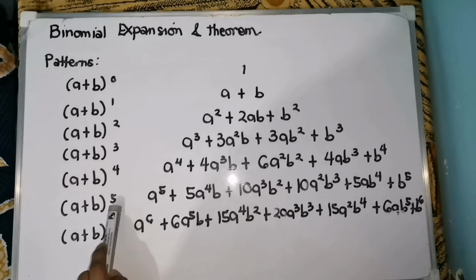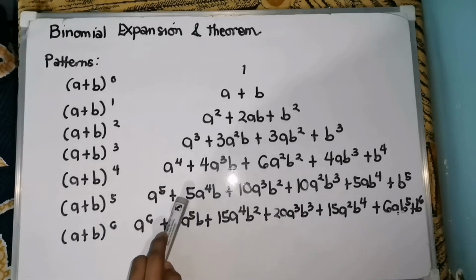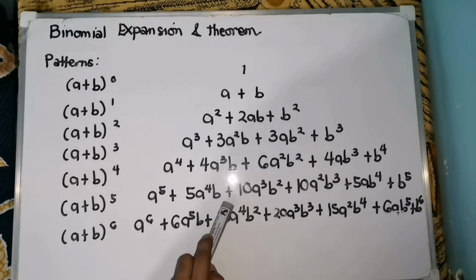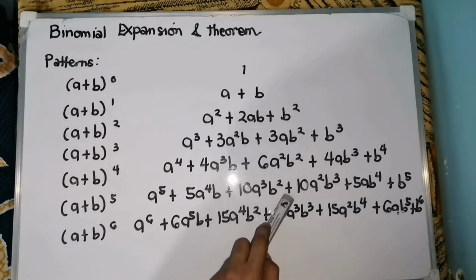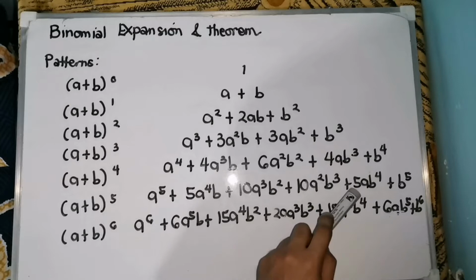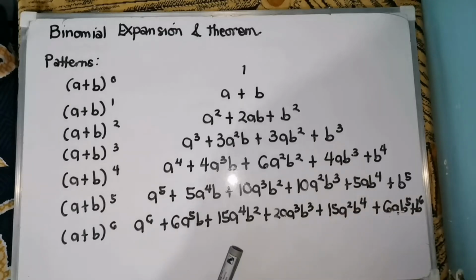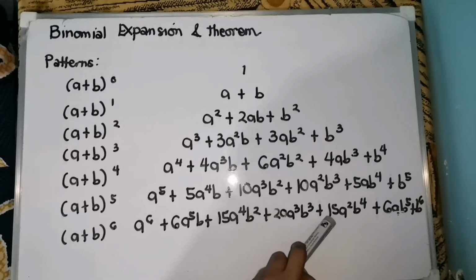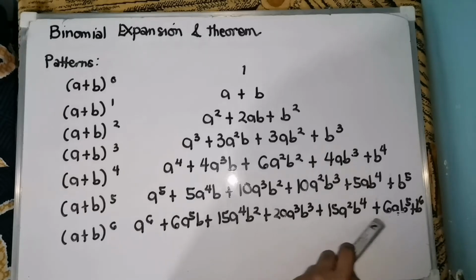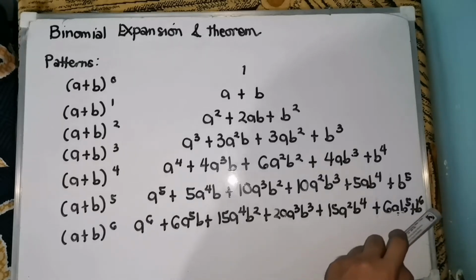A plus b to the 5th, a to the 5th plus 5a to the 4th b plus 10a cubed b squared plus 10a squared b cubed plus 5ab to the 4th plus b to the 5th. And last but not the least, a plus b to the 6th, a to the 6th plus 6a to the 5th b plus 15a to the 4th b squared plus 20a cubed b cubed plus 15a squared b to the 4th plus 6ab to the 5th plus b to the 6th.